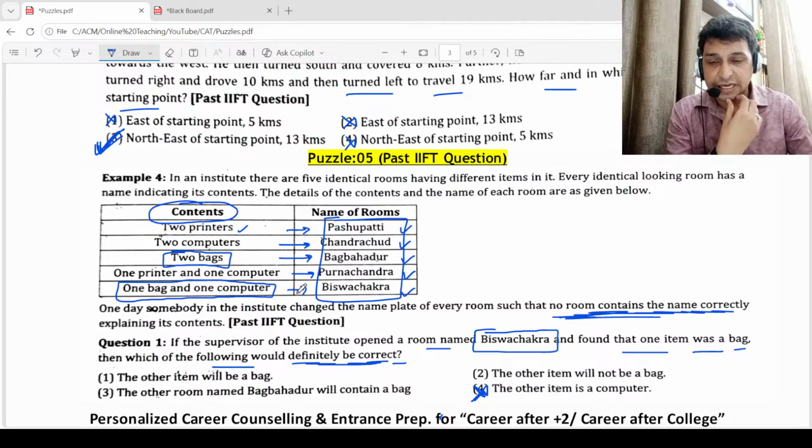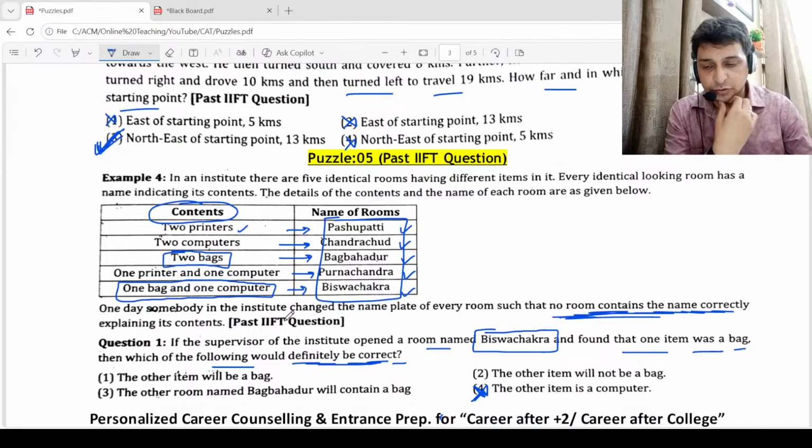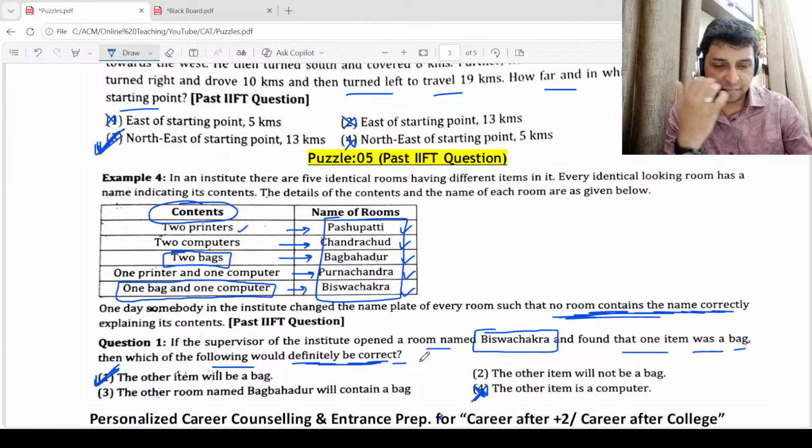a bag. That means the room cannot be Vishwachakra, cannot be Purnachandra, cannot be Chandrachud, cannot be Pushpati. It should be Bag Bahadur. The other item will be a bag, bag. That is absolutely right. That should be the answer. The other item will not be a bag, not the answer.